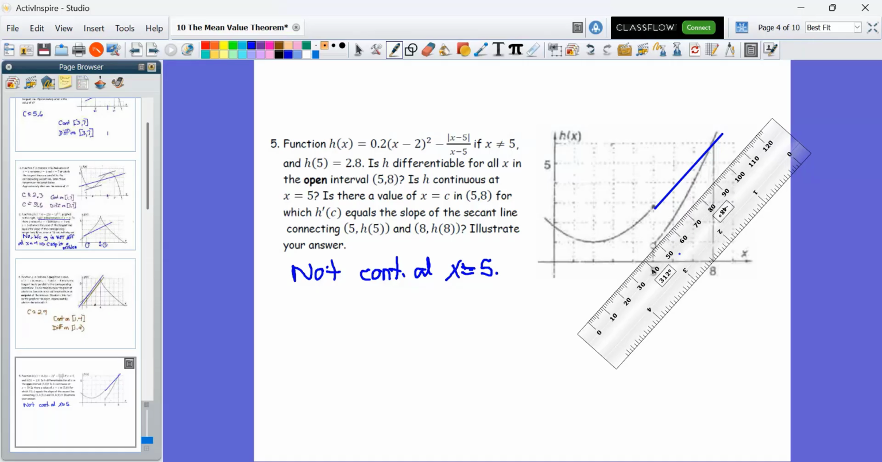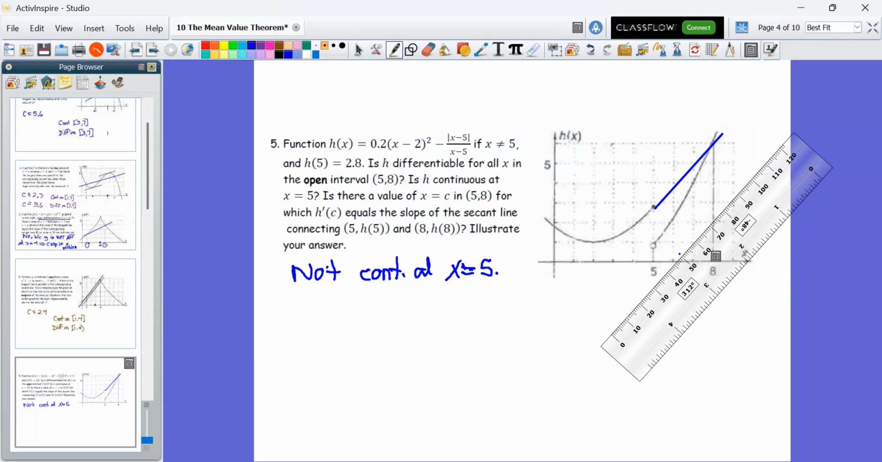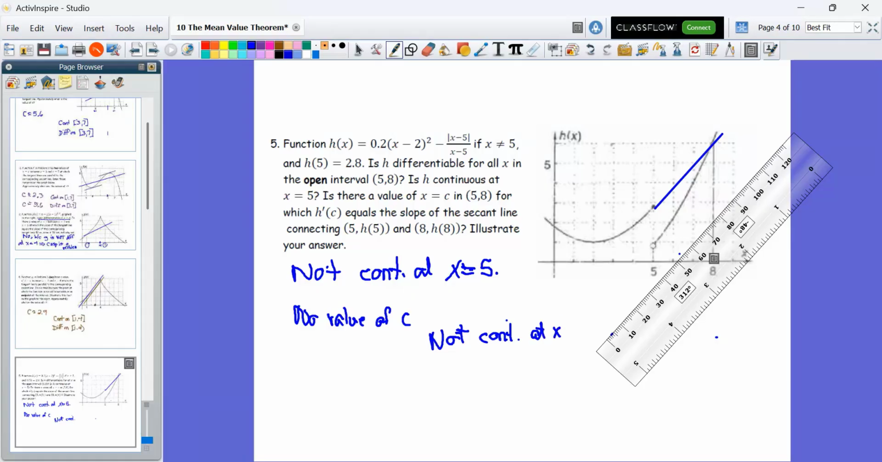Oh no, it looks like it would have been parallel at 5, except there's no point there. That's an open circle. So there is no value of c again. But what's different this time is we're not continuous at x equals 5, which is the endpoint, right?